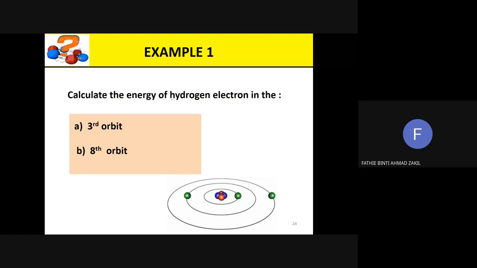Calculate the energy of hydrogen. Biasanya dia akan state lah memang hydrogen je. Electron in the third orbit and 8 orbit. So you boleh guna equation ni En. Yang ni dia tak suruh awak calculate different, tapi dia suruh calculate the energy. So energy ni based on energy level. So you boleh guna equation ni lah. En sama dengan negative RH, 1 over n to the power of 2.